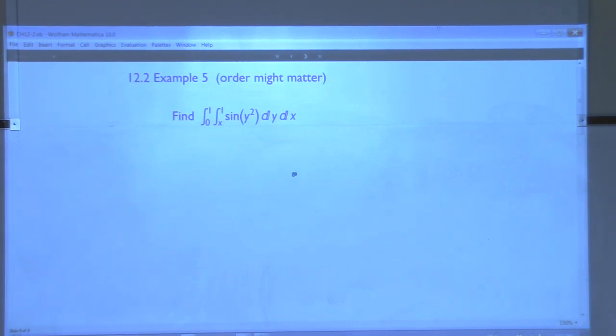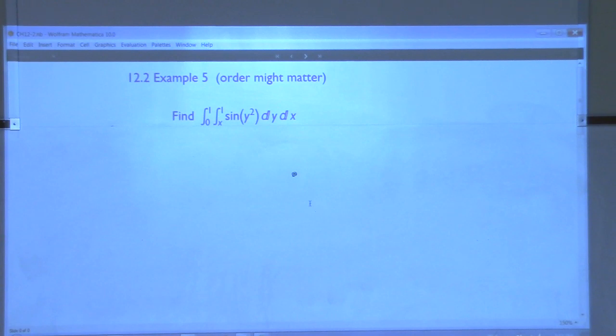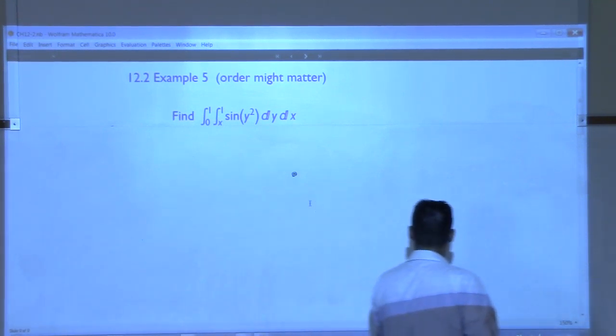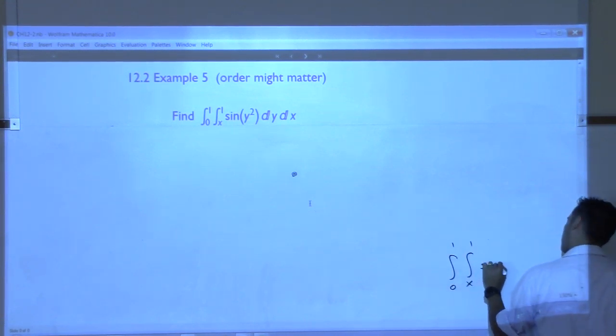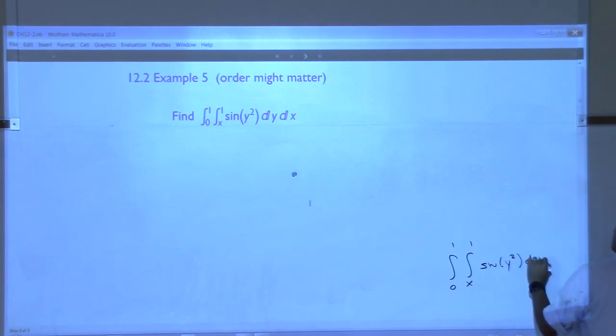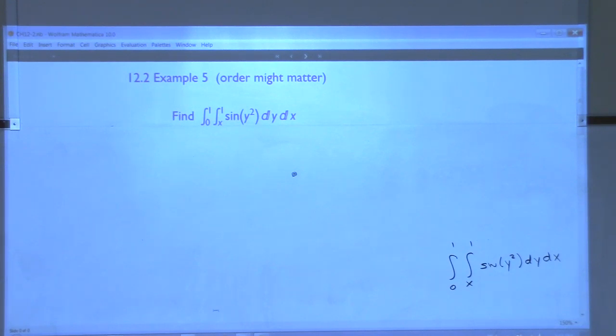Let's take a look at this one. Find this. So here, I'm just giving you the double integral right away. You know what? Let's cheat. Let's go to Wolfram Alpha again. Oops, I need the function up there. Okay, so we're going to try and do this. I'm going to have it do this a step at a time.